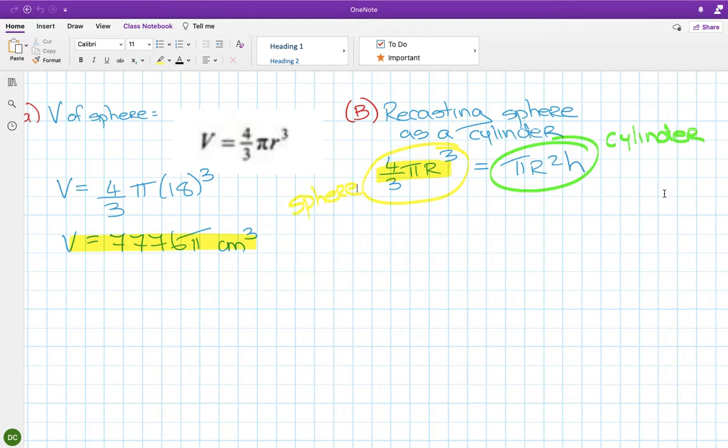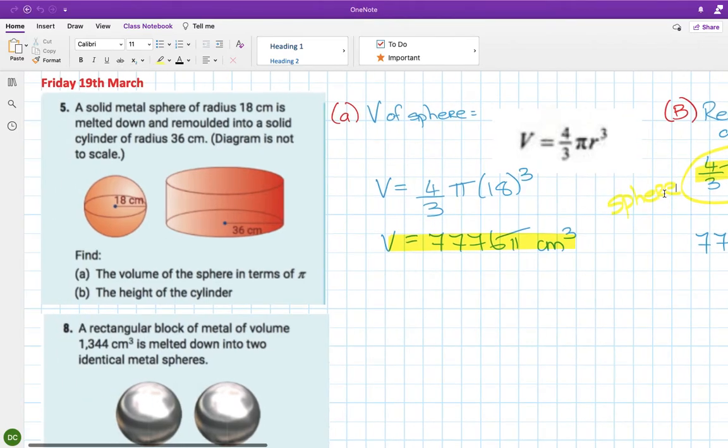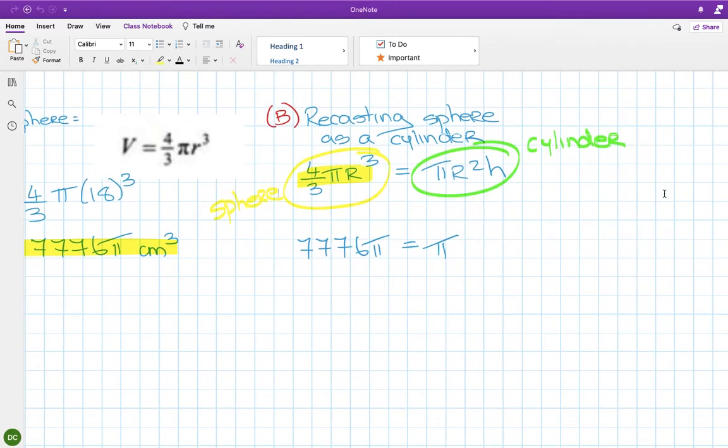I can just replace that with 7,776 pi. Now the cylinder. So pi is pi. Do I know the radius? I do. It's 36, so 36 squared. And the height, I don't know. That's what I'm trying to figure out. Okay, so I'm going to just kind of get the easy maths out of the way. So 1296 pi h.